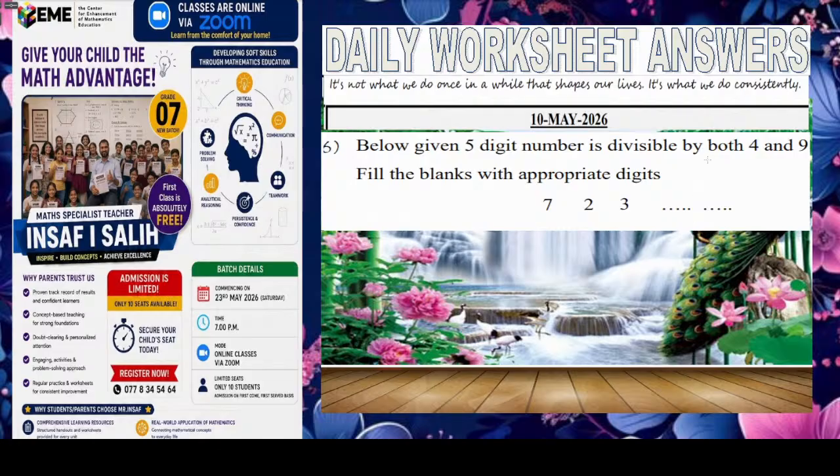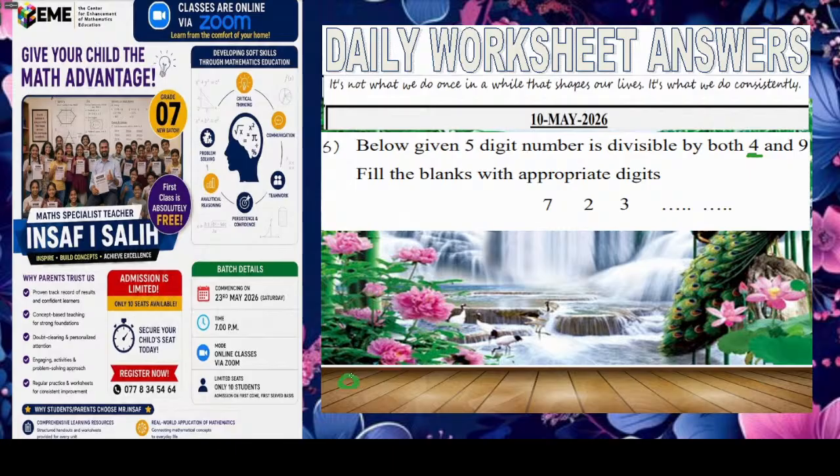Now, since they've said the number is divisible by 4, the number formed by the last 2 digits should definitely be a multiple of 4. So what could be the last 2 digits?